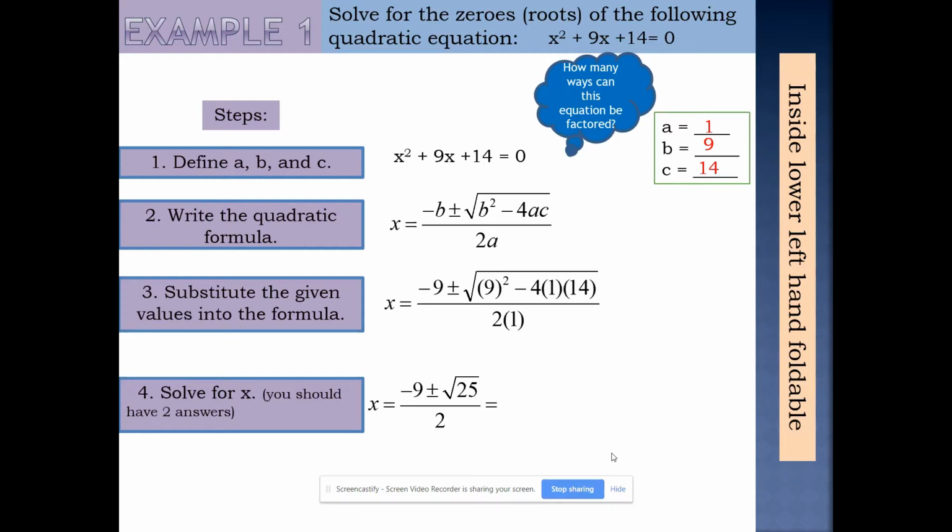Once we do that, you need to make sure that you have two different answers. So you're going to have negative 9 plus 5 divided by 2. And we get 5 because 5 is the square root of 25. And then we're going to have negative 9 minus 5 divided by 2. Again, the 5 comes from doing the square root of 25. So when we simplify it, we end up with two answers. Our two answers are negative 2 and negative 7. And again, make sure you use the proper notation for your answer.